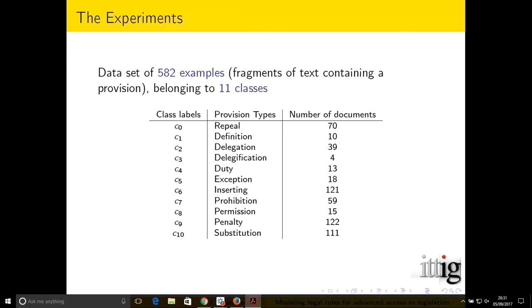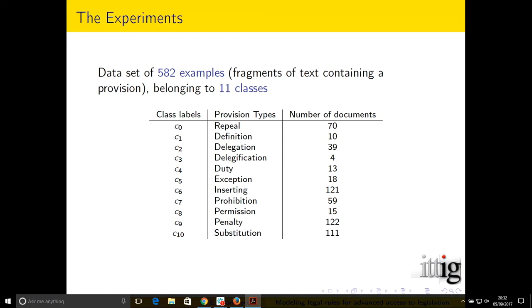In the experiment, we have considered a data set of more than 500 examples, so fragments of pre-labeled text belonging to 11 different classes of our provision model expressed before, like repeal, definition, delegation, delegification, duty, and so on.